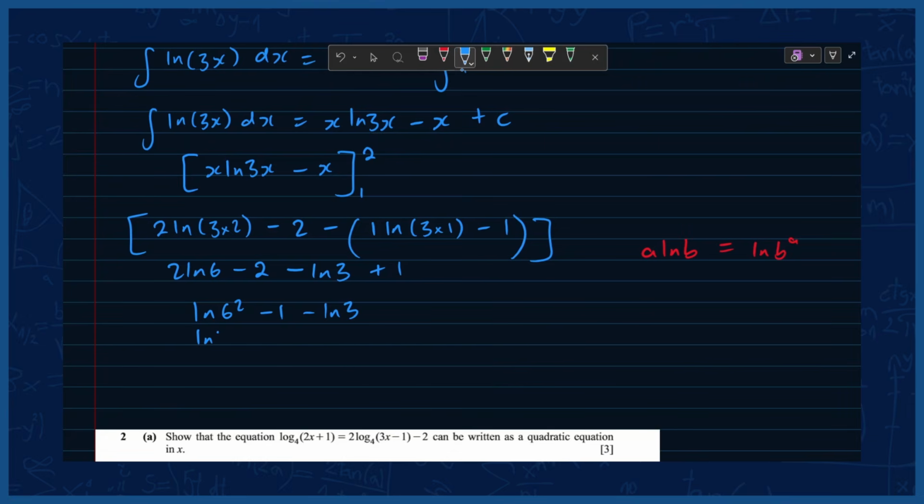So here I've got ln 36 minus ln 3 minus the 1, and I also have a law of logarithms that says if I've got ln a minus ln b, this becomes ln a over b. So I can use that and say that this is ln 36 over 3 minus 1, and so that becomes, 36 over 3 is 12, so ln 12 minus 1, or in the form that they wanted it, which is a plus ln b, minus 1 plus ln 12. And that is the final answer.